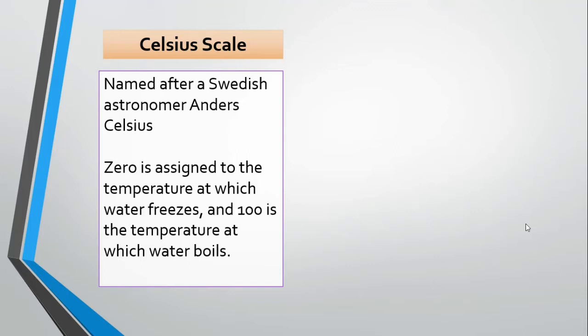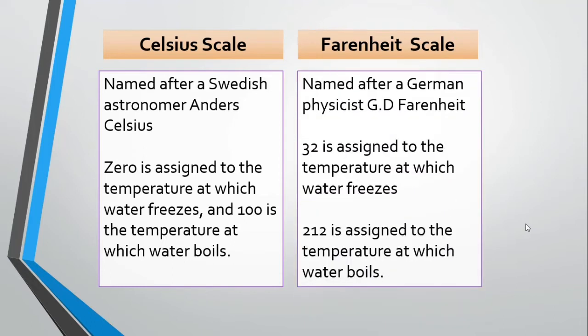We also have Celsius scale. This one is named after Swedish astronomer Anders Celsius, wherein 0 is assigned to be the temperature or the freezing point of water, and then 100 is the boiling point of water. While for Fahrenheit scale, 32 is assigned to be the temperature at which water freezes, and 212 is assigned to which water boils.